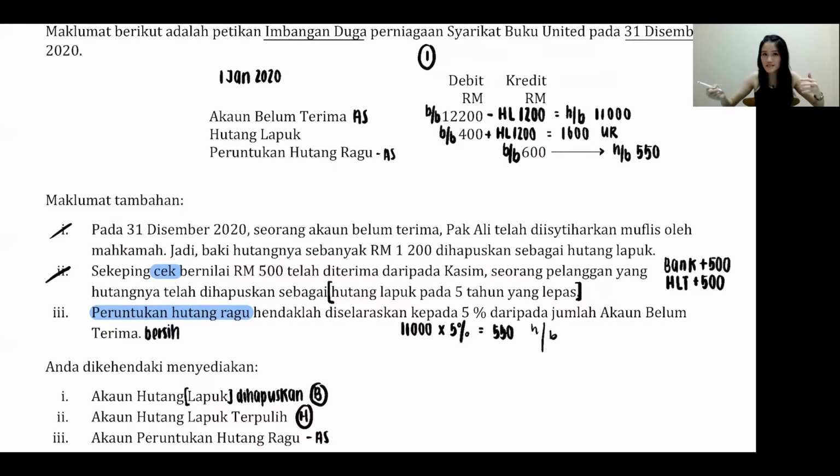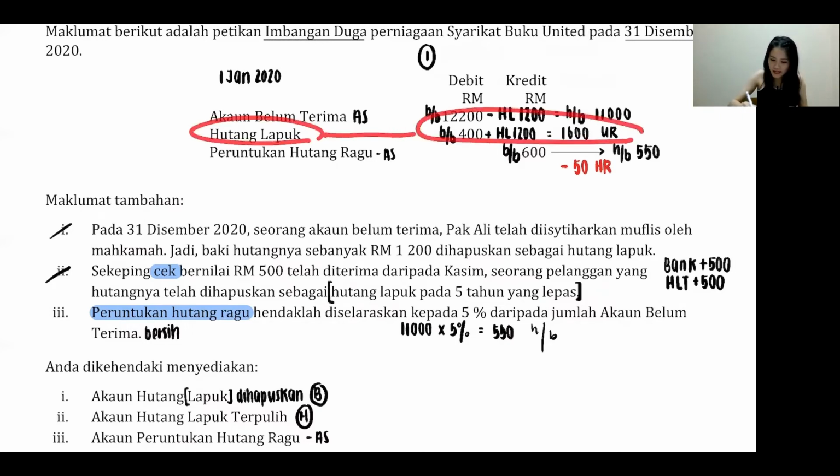What is the difference between them? There is a minus 50 in between. So what do we call this minus 50? It's actually our hutang ragu. So that is how it works. Later, we just need to copy whatever steps we see on hutang lapuk and also peruntukan hutang ragu. And as for hutang lapuk terpulih, no need to care much, just a 500 ringgit inside.